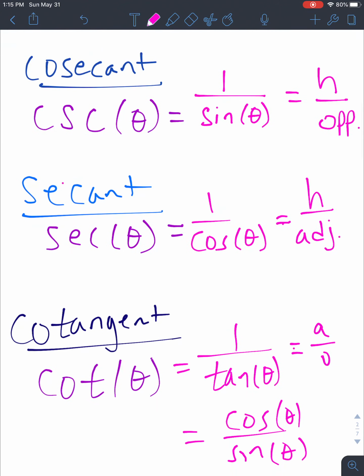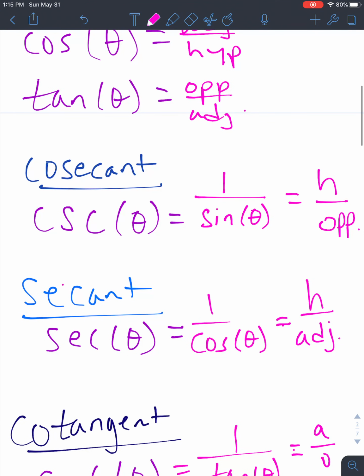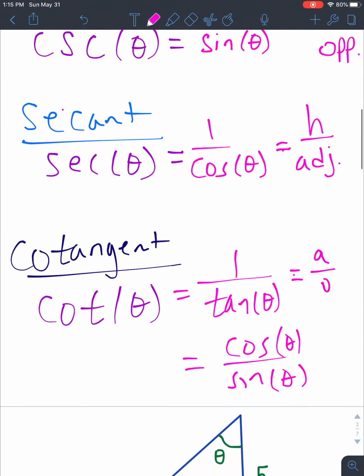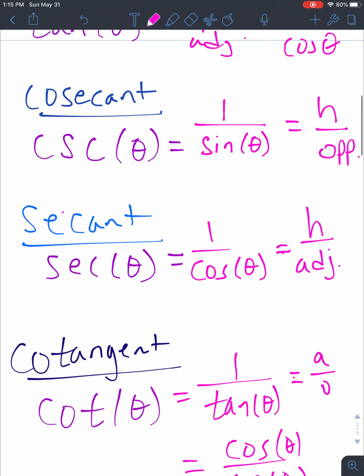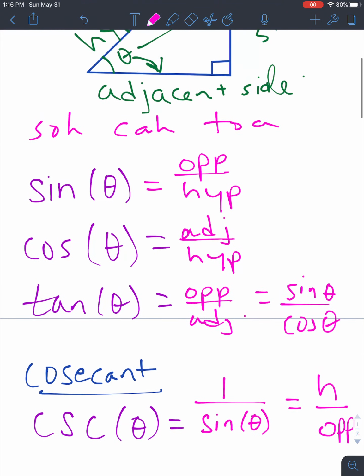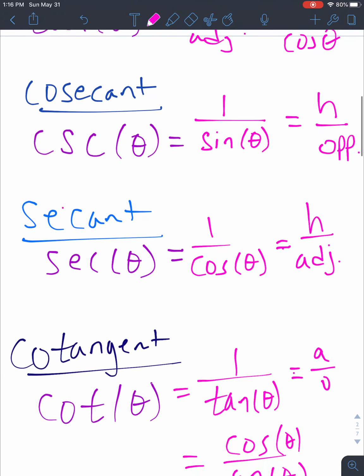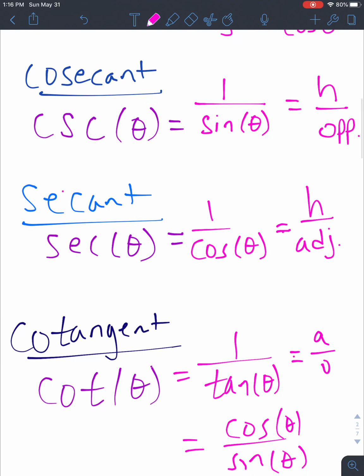And then we have cotangent, which is 1 over tangent. We abbreviate that as COT of theta, and that's the adjacent over the opposite. However, since the tangent of theta is also sine over cosine, cotangent is cosine over sine. So those are your 6 trig functions that you're going to be using throughout this chapter. It's just fractions.